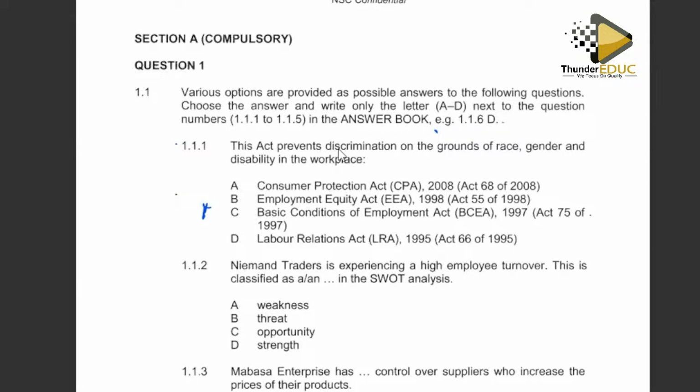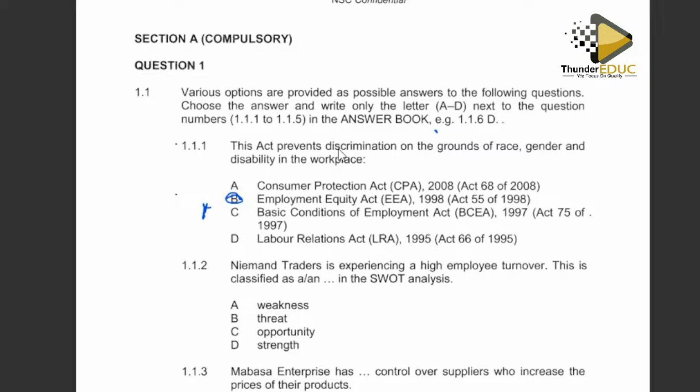So now let's check 1.1.1. So now 1.1.1 reads as follows. This act prevents discrimination on the grounds of race, gender, and disability in the workplace. So now the appropriate answer in this regard is going to be B.